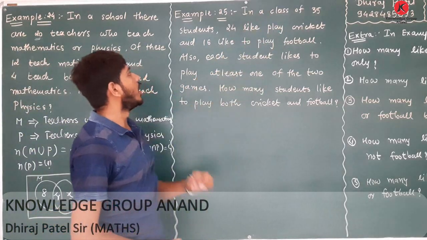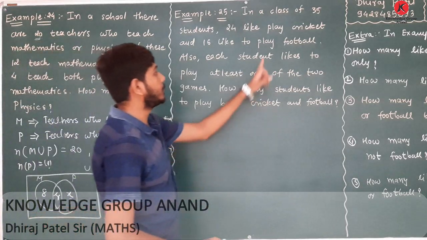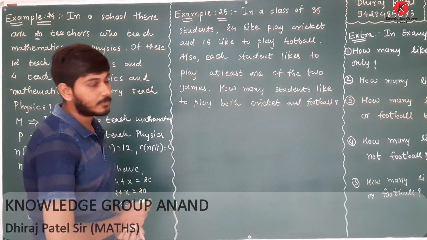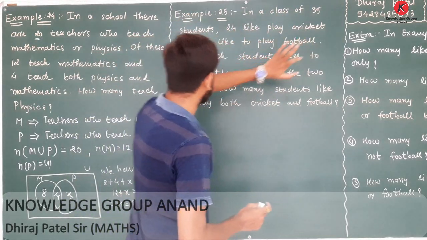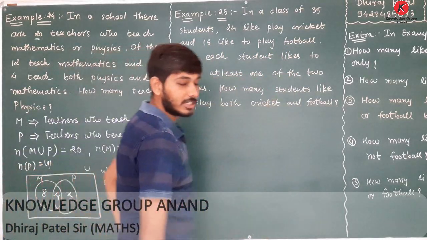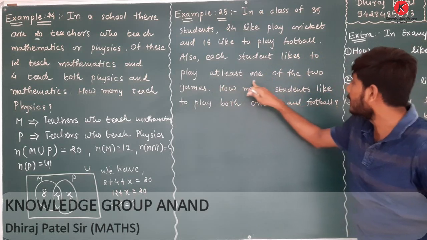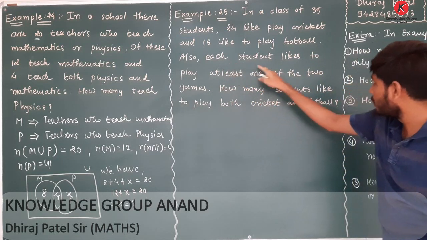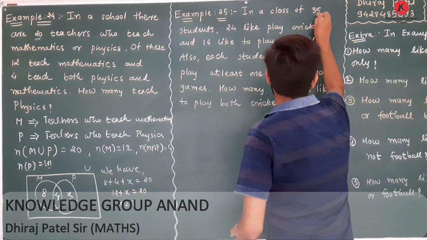In a class of 35 students, 24 like to play cricket and 16 like to play football. Also, it is given that each student likes to play at least one of these two games. Okay, this statement is important for calculation. Okay, the total number of students is 35.